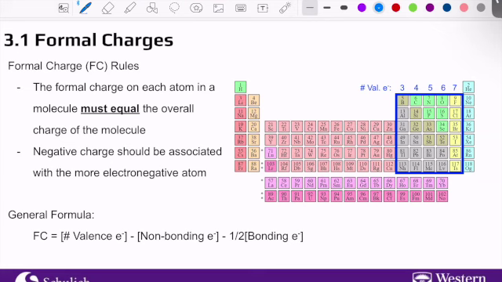And the negative charge should be associated with the more electronegative atom. We know from periodic trends that our electronegativity increases from left to right and down to up in the periodic table. And the negative charge should be associated with the more electronegative atom because it more wants the electrons. I've also included the general formula for how to calculate formal charges. Now, that being said, I will also show another method that I would consider a shortcut to calculating formal charge associated with any atom.